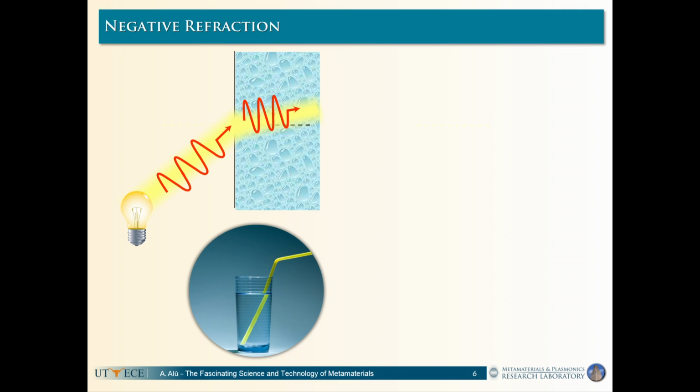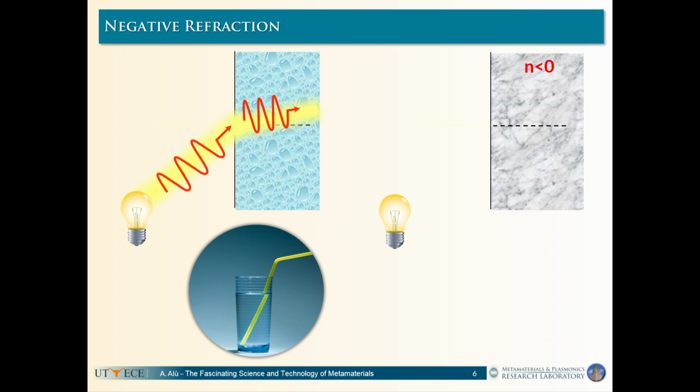As a macroscopic effect, this means that if you look at a straw in a glass of water, it looks broken because of this refraction effect. What metamaterials can do is change the way in which refraction works. Typically, refraction always happens with positive angles that are closer to the normal if I go from a less dense material like air to a more dense material like water.